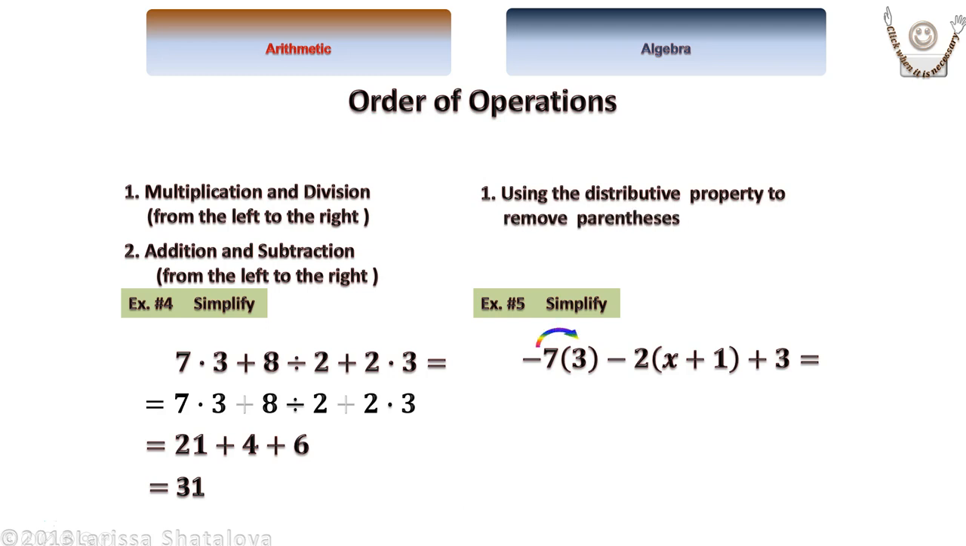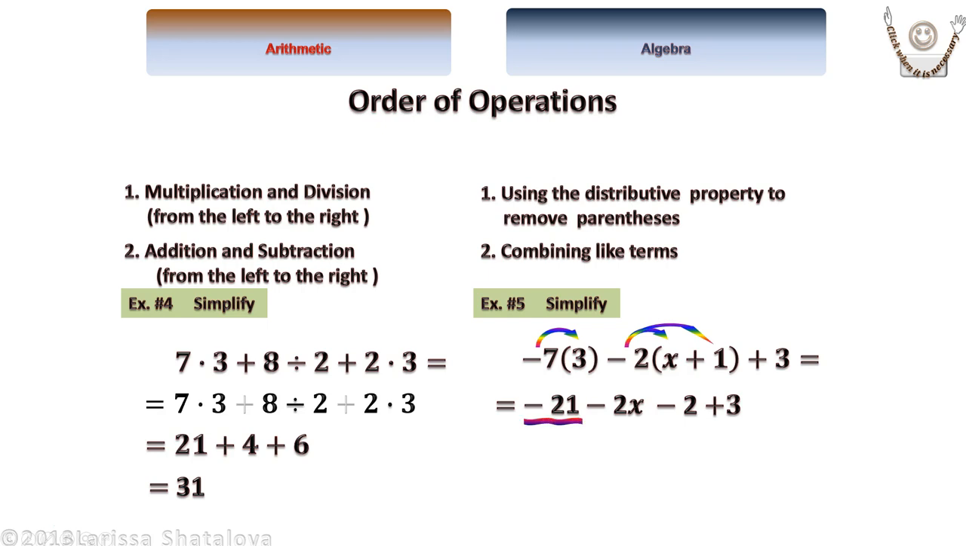It will be negative 21, and then negative 2 times x, negative 2x, negative 2 times positive 1, negative 2, and we will keep 3. After that, instead of addition and subtraction, we will use the idea of combining like terms. Order doesn't matter. So first identify like terms: negative 21, negative 2, and positive 3, constant terms. It will be negative 20, and negative 2x we have to keep.